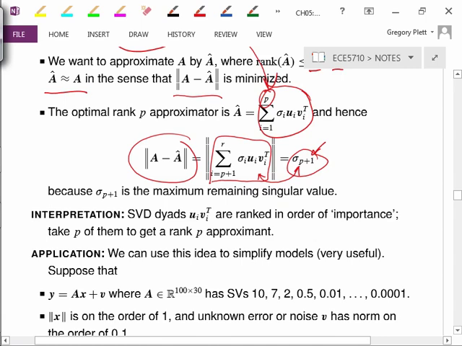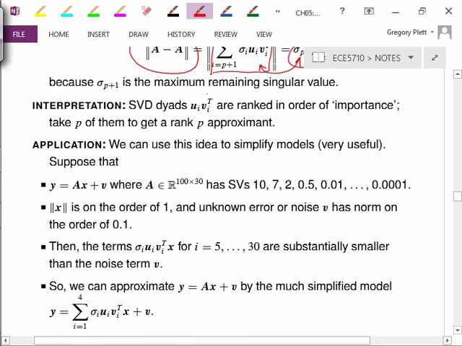So an interpretation then of the SVD is that the dyads, these pairs of u v transpose, are ranked in order of importance in the sense of the norm of the error matrix that remains when I make an approximation. I take the first P of these dyads to make the best rank P approximation to my original matrix.